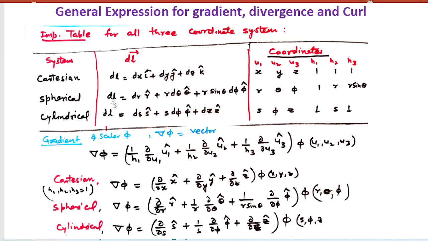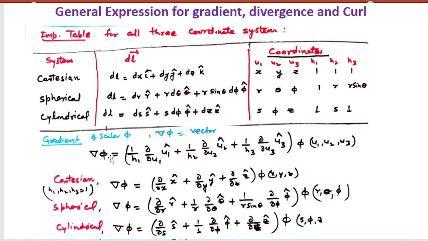In the spherical coordinate system, we have the line element dr r cap plus r d theta, theta cap plus r sin theta d phi, phi cap. So h1 is 1, h2 is r, and h3 is r sin theta. Similarly, in the cylindrical coordinate system, dl vector is ds s cap plus s d phi, phi cap plus dz z cap. So h1 is 1, h2 is equal to s, and h3 equal to 1. From this table we can use the general formula for gradient and also for divergence and curl.